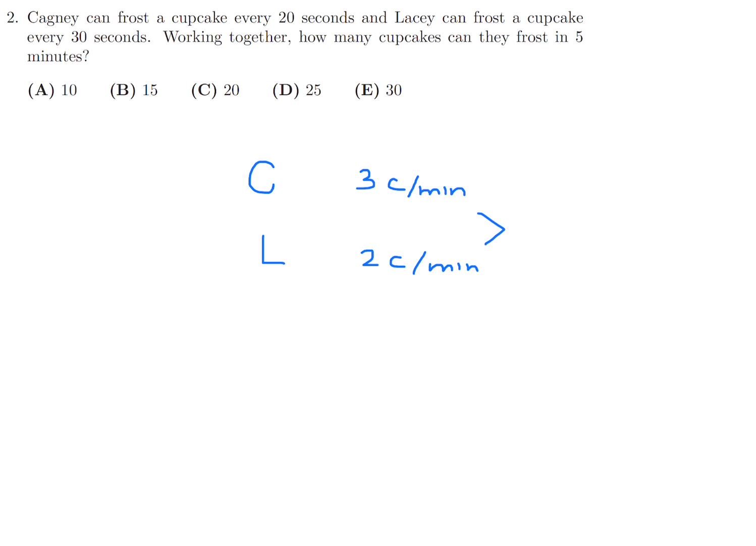So together, they can frost 5 cupcakes every minute. And they want you to figure out in 5 minutes, so multiply that by 5 minutes. And you get 5 times 5, which is 25 cupcakes. And number 2, therefore the answer is D.